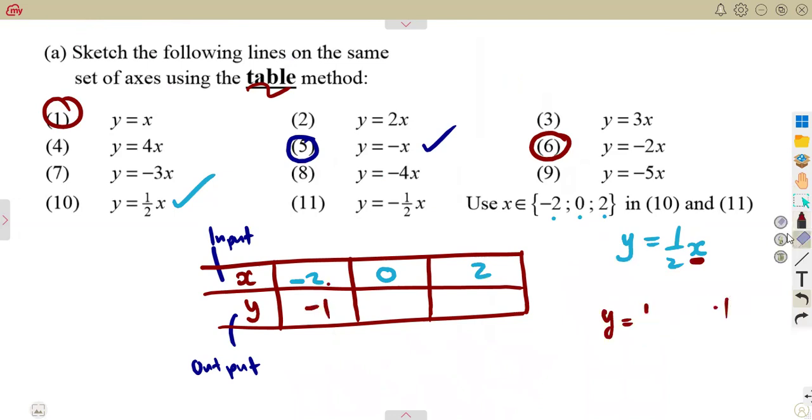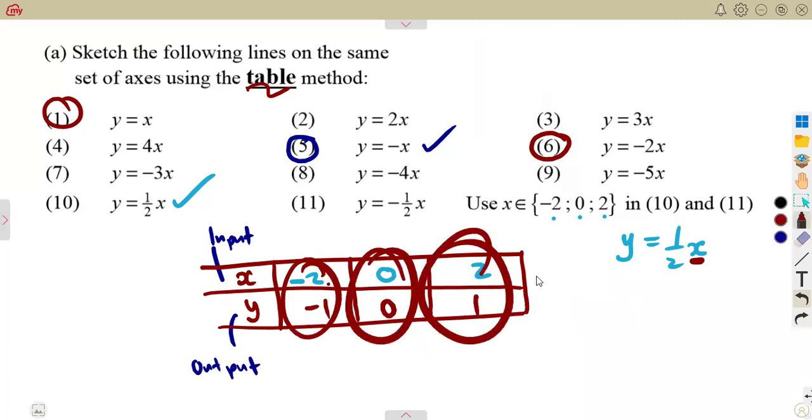You move on. If your x is equal to 0, y is going to be half times 0. Half of 0, that's a 0. So means we've got a 0 there. Same thing if this x is a 2. So it is going to be half times 2, and half of 2 is 1. Just like that. So still you've got the same combination of points. You mark those points, then you've got a line.